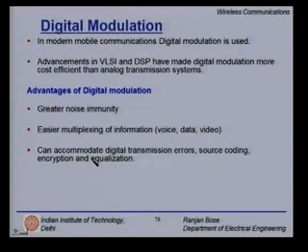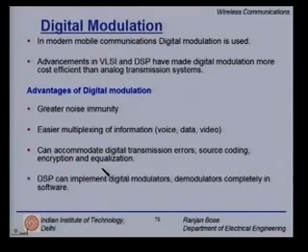It can accommodate digital transmission errors, source coding, encryption, and equalization. In fact, you can also combine modulation and coding together in a different part of digital communication called coded modulation techniques. Trellis coded modulation forms a part of that technique. Digital signal processors can implement digital modulators, demodulators completely in software. So these are some of the advantages why digital modulation techniques have become popular and are here to stay.